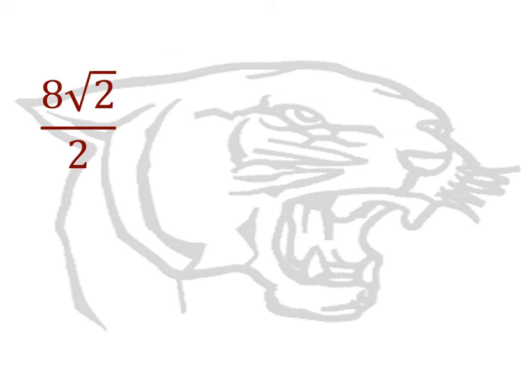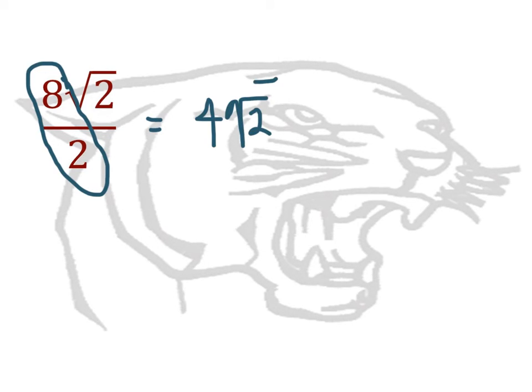The next problem, I threw a little trickeration at you. There's no denominator in the bottom, but you can simplify. 8 divided by 2 is 4. So really the answer here is 4 square root of 2.